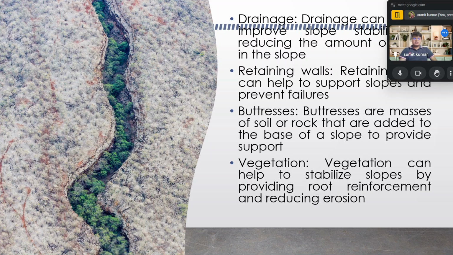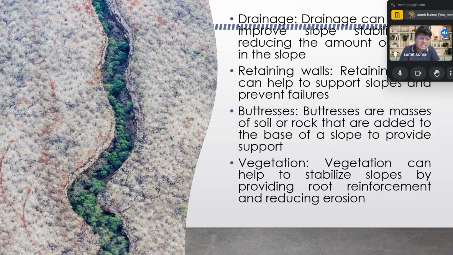Now, one more thing which we need to understand while studying the slope is the drainage. So drainage along the slope needs to be improved, because if not, the slope stability reduces. If the drainage condition is better, over there the accumulation of water will be less. If the accumulation of water is less, it results in a reduction in the chance of failure along the slope.